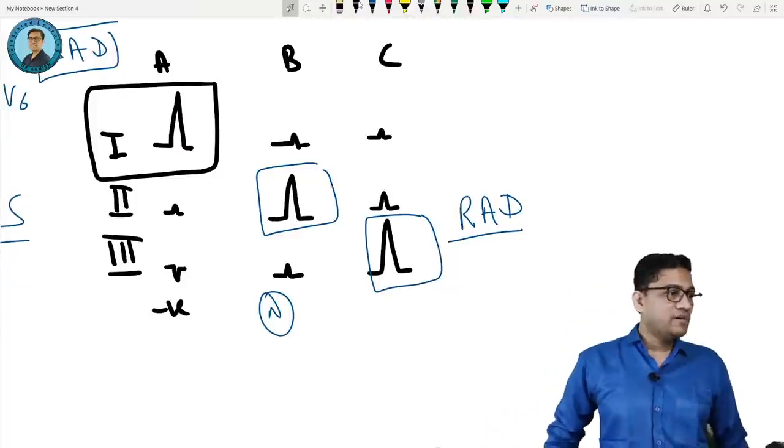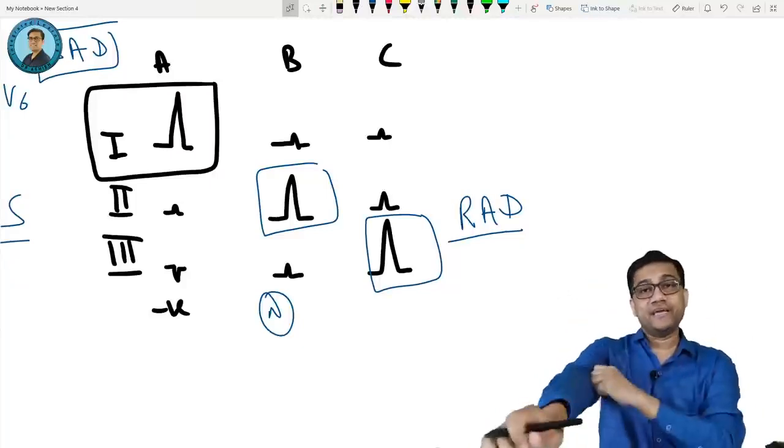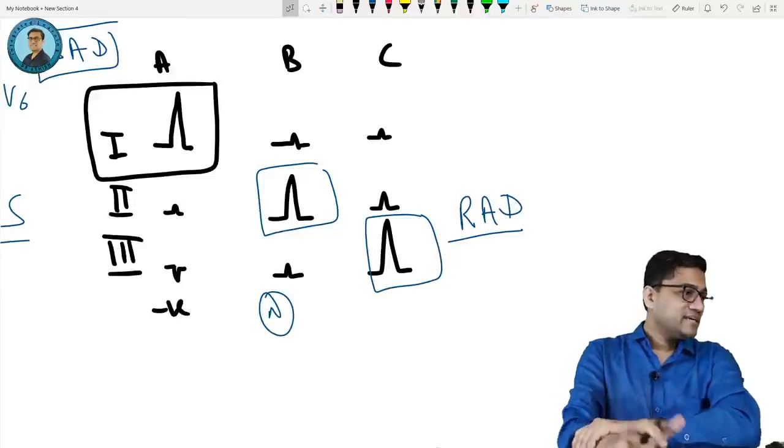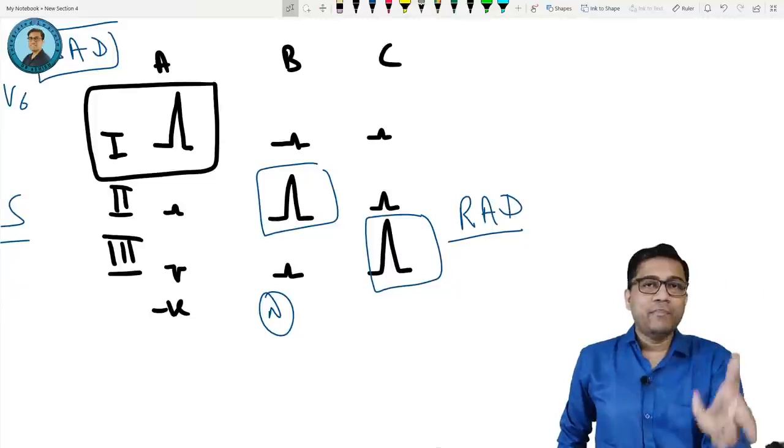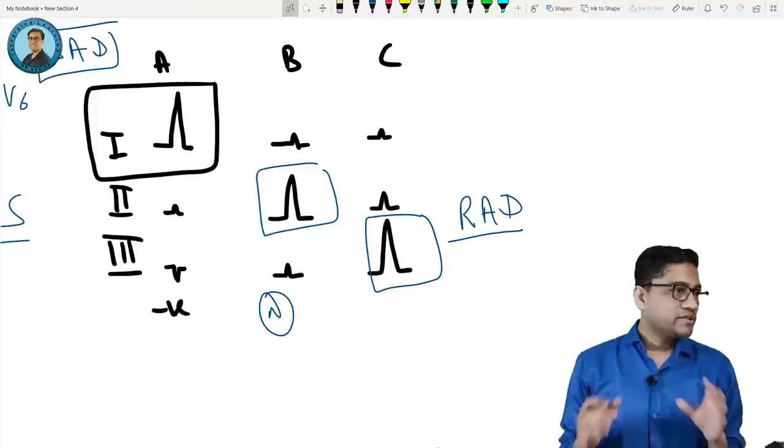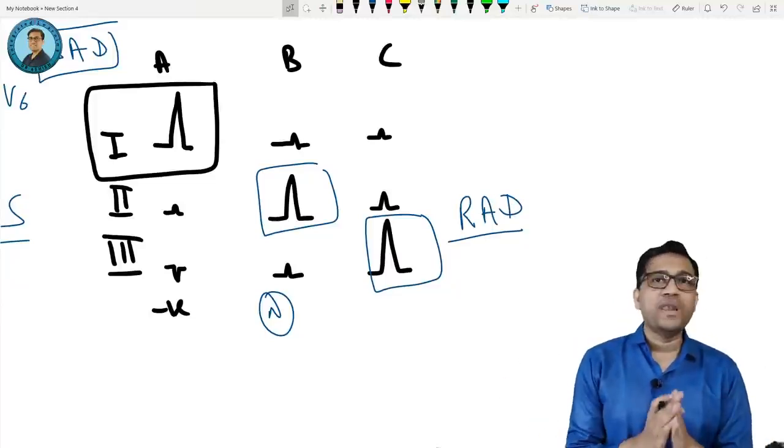Now comes the important thing, that is calculation of blocks and tachyarrhythmia. Then MI and finish the class. So till now what we are reading, I hope you all are able to understand.